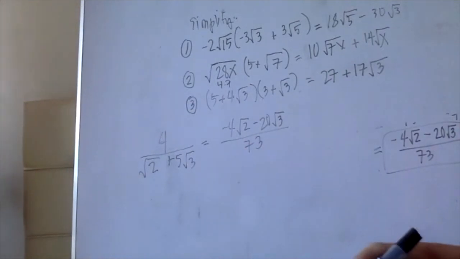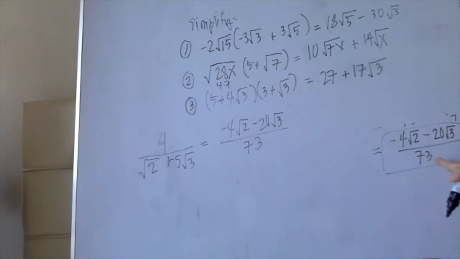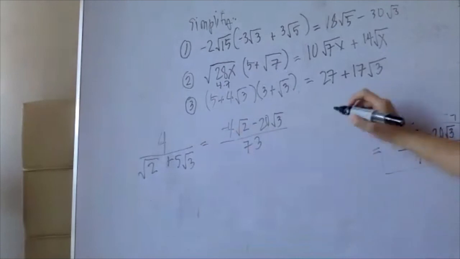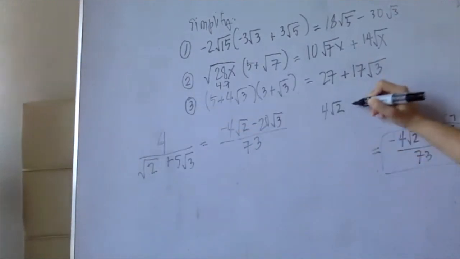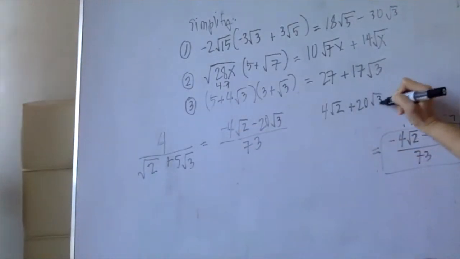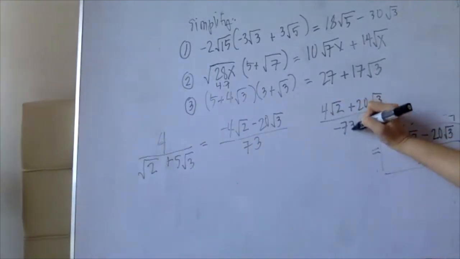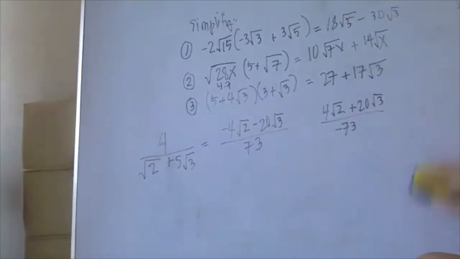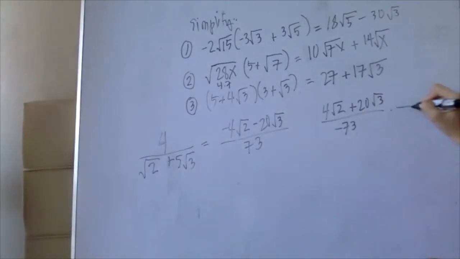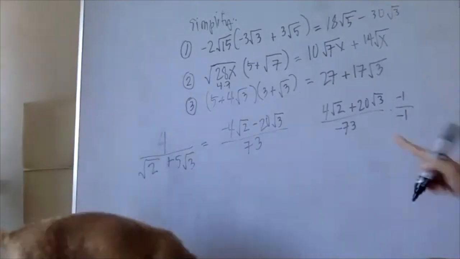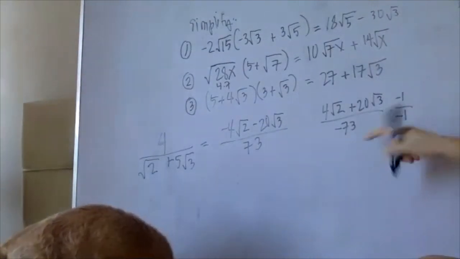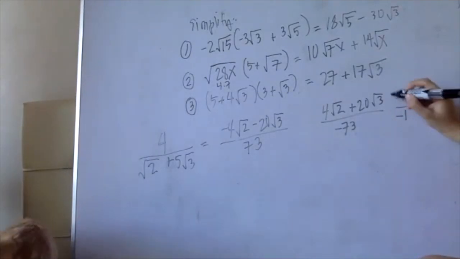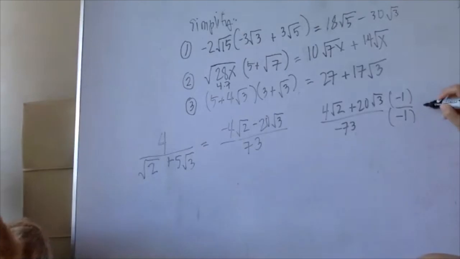Anong ma'am, ba't di po negative? Negative siya. Di ba negative 73 kanina? Nilipat ko lang sa taas. Kasi sagot natin kanina, 4 square root of 2 plus 20 square root of 3 over negative 73. Okay? Bawal na may negative ka sa baba. So what I did is multiply by negative 1 over negative 1 para maging positive yung denominator kasi kailangan positive siya. Valid to kasi this is just essentially multiplying it by 1. So multiply the numerator and the denominator by negative 1.